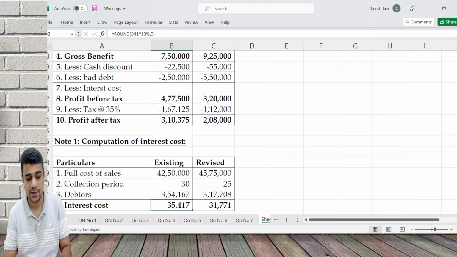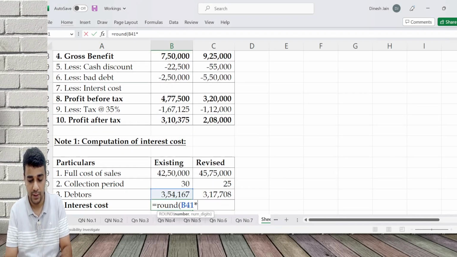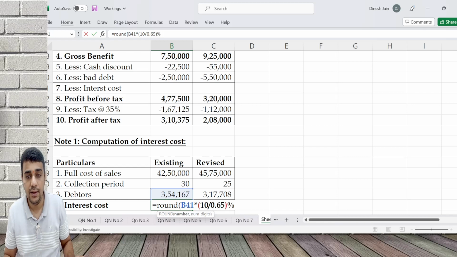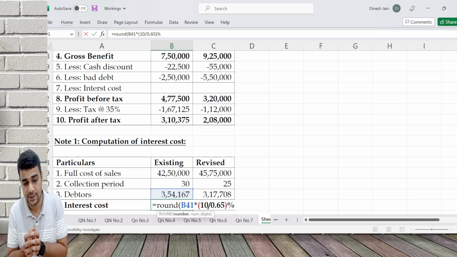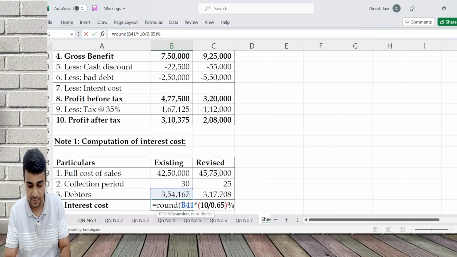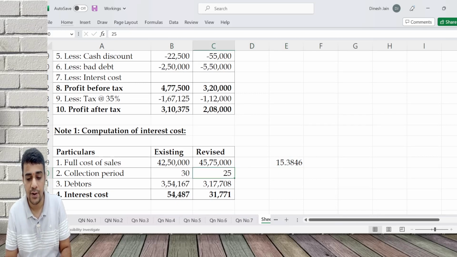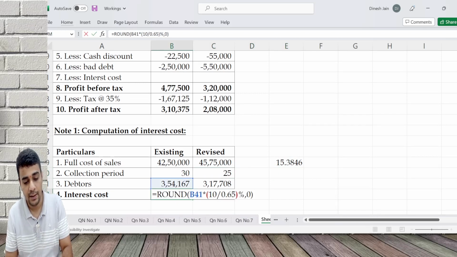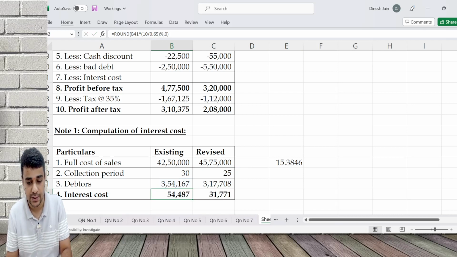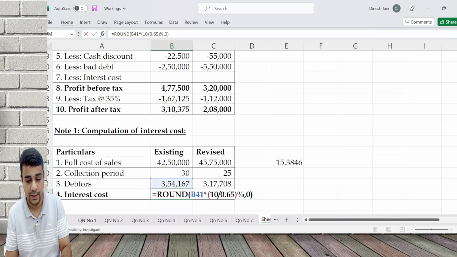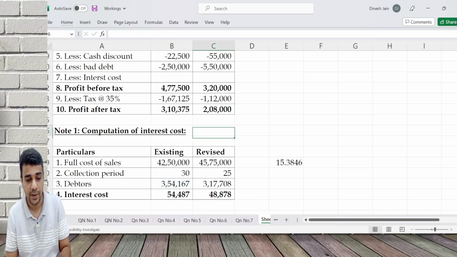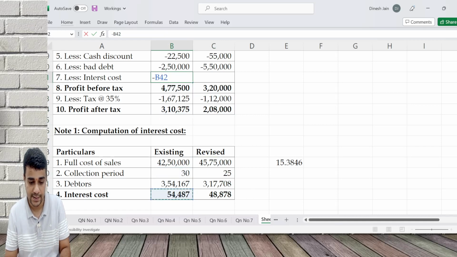In this case, my interest cost is going to be debtors into 10 divided by 1 minus tax rate. The interest cost is not 10%. It is 10 divided by 1 minus tax rate, that is 10 divided by 65%, which is going to be some 15%. So the interest cost is at some 15.38%. And now we can subtract this before tax.